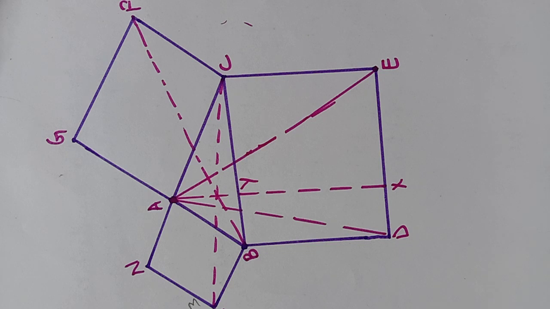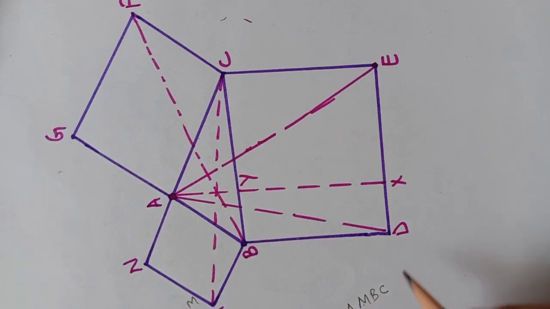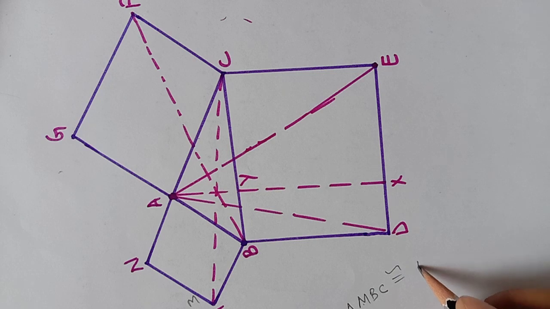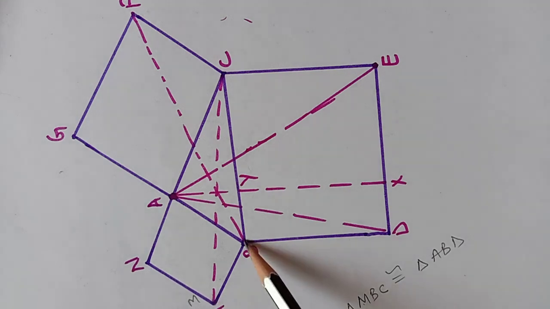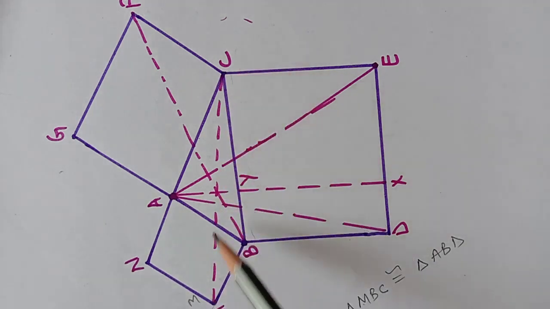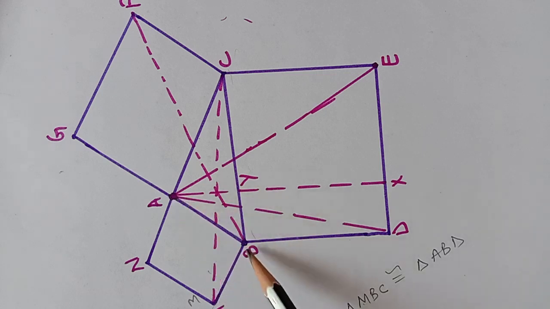Now the first part is we have to prove that triangle MBC is congruent to triangle ABD. So first of all, we will choose triangle MBC, where M is here, and triangle ABD. Now we do not have any common thing between triangles MBC and ABD.